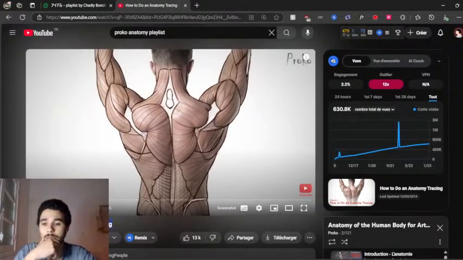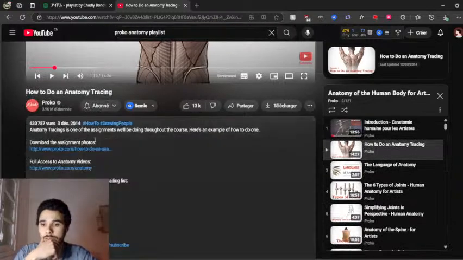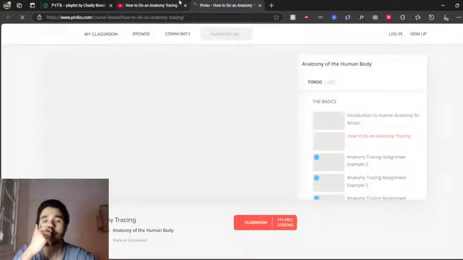So are we going to be taking a whole week doing these, or will access download the assignment photos? Hopefully these are accessible for free.